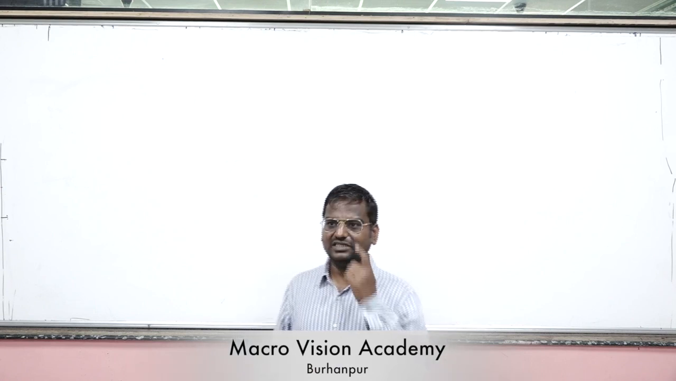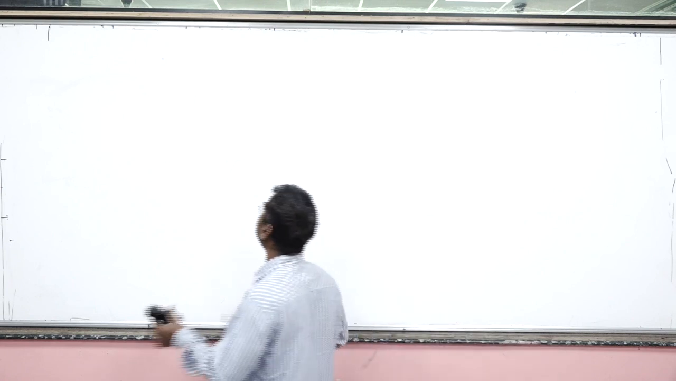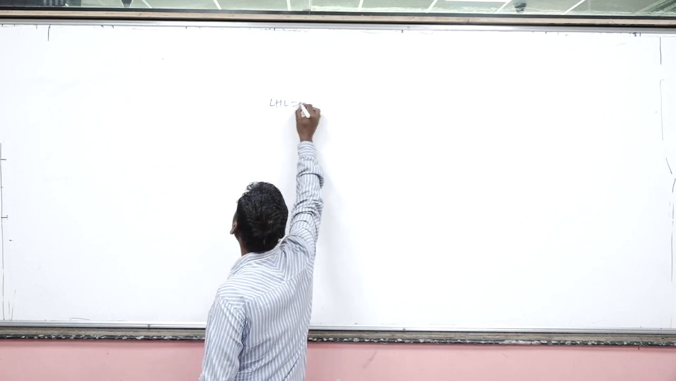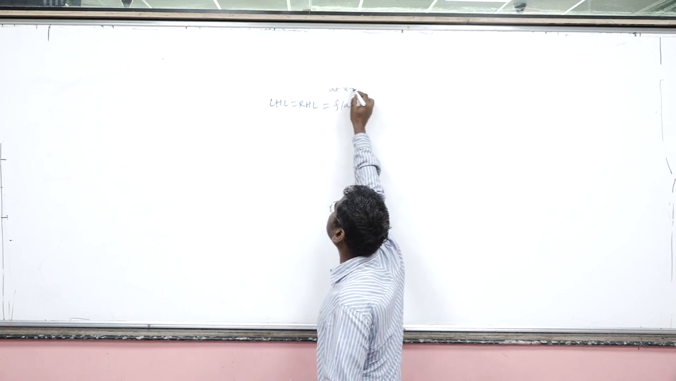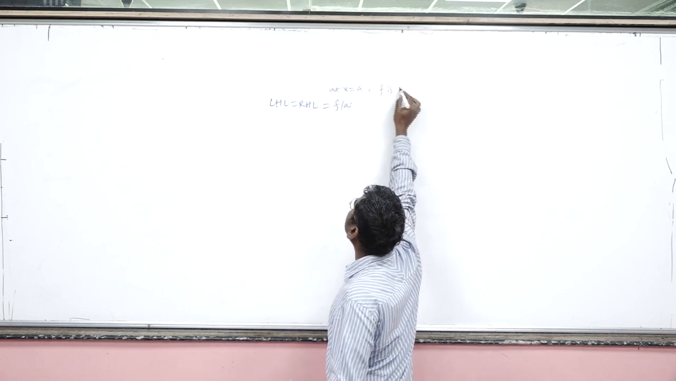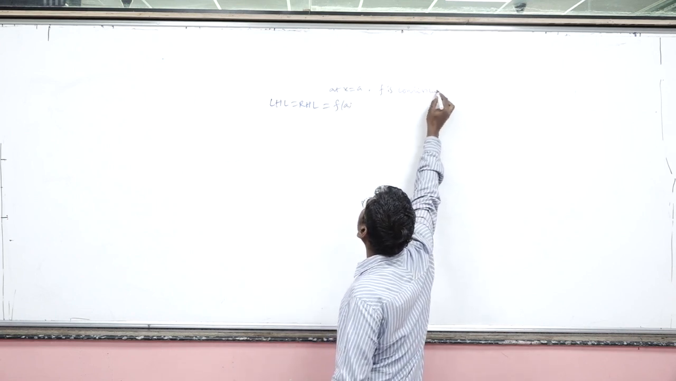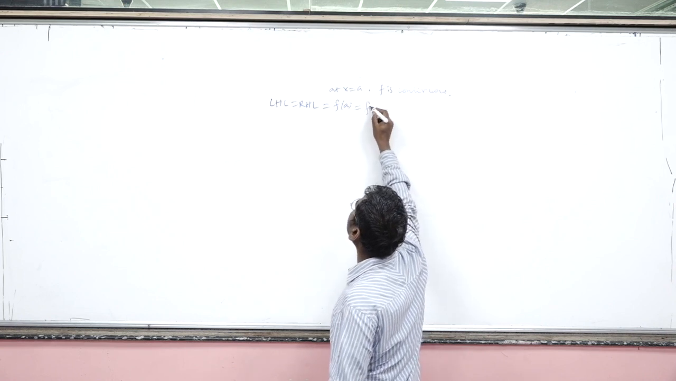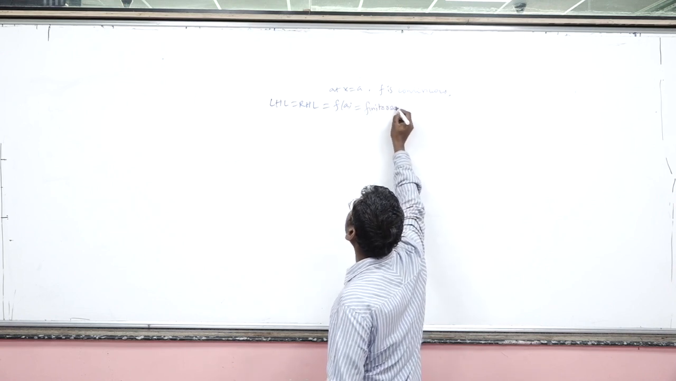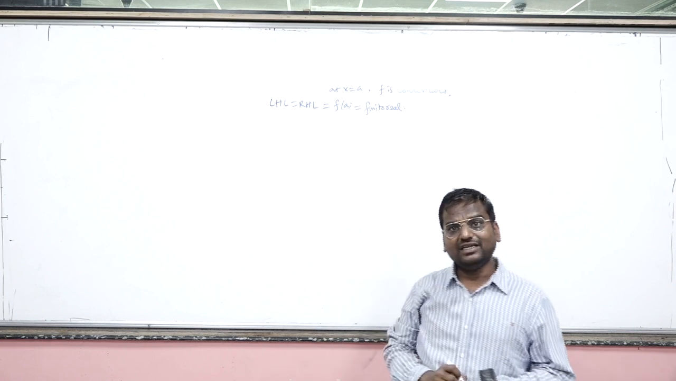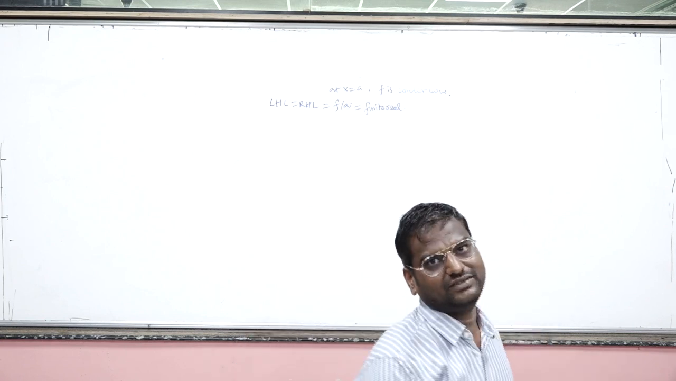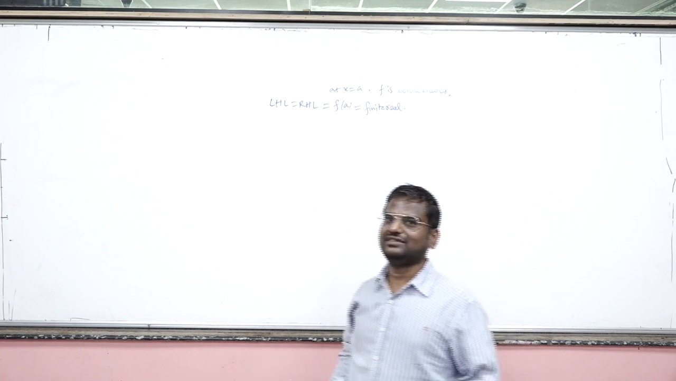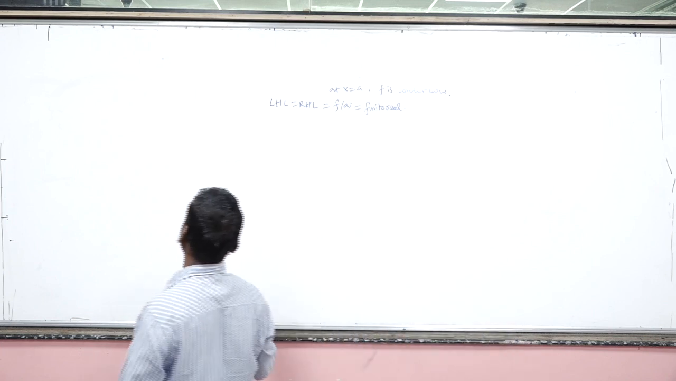Now, if you look at the continuity requirement, LHL equal to RHL equal to f of a at x equal to a, for example, f is continuous if all these requirements are fulfilled, equal to a finite real number. If any of them fails, then we say that the function is discontinuous. Let us see what the different possibilities are.